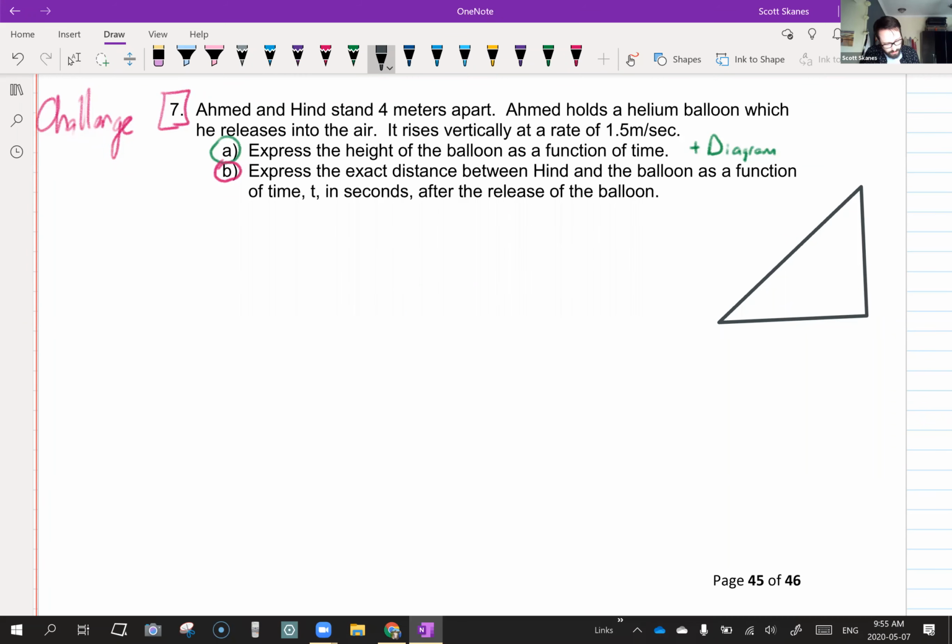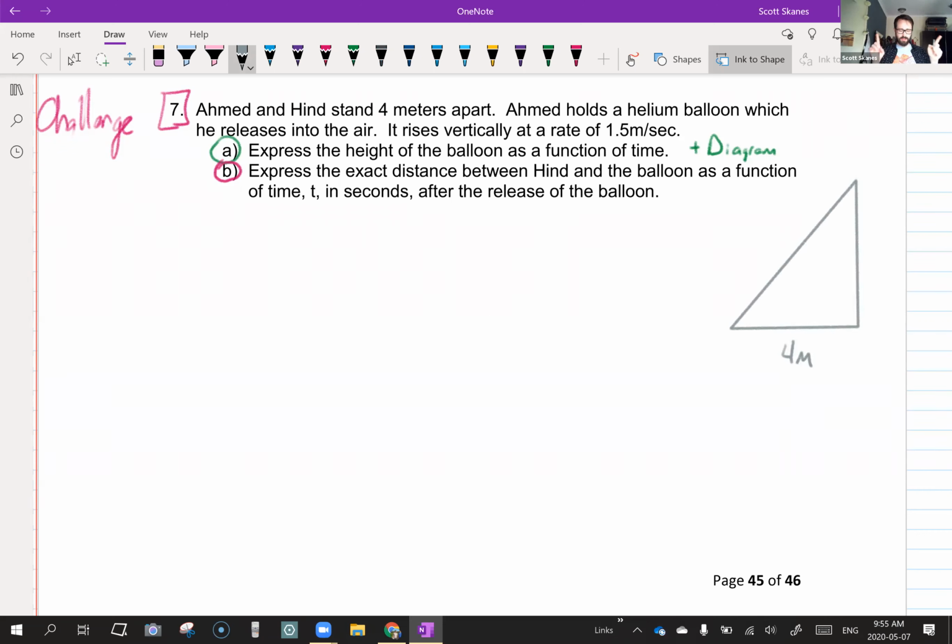So let's write down the information that I know. I know that this is 4 meters in between them. It's kind of driving me crazy that it's not perfect here. One second. That's better, I think. 4 meters apart. By the way, Ahmed and Hind, let's make a note of who's who. Ahmed releases the balloon, so this must be Hind here, and this must be Ahmed over here.